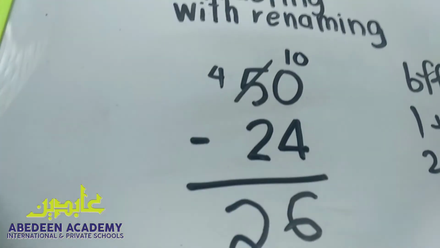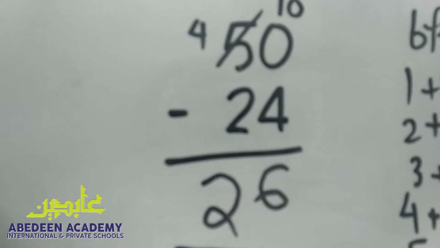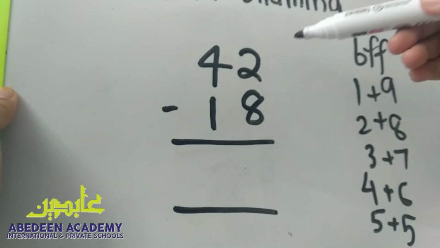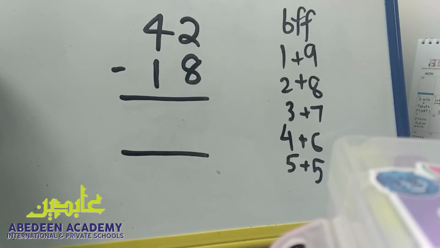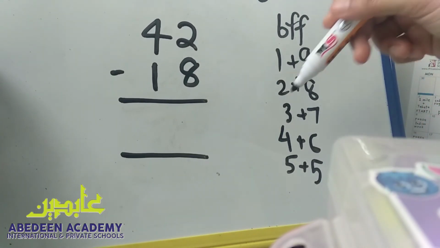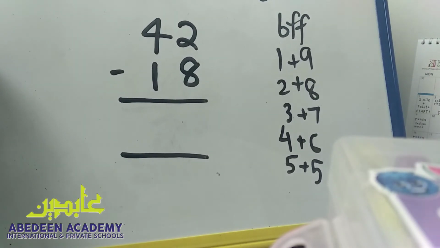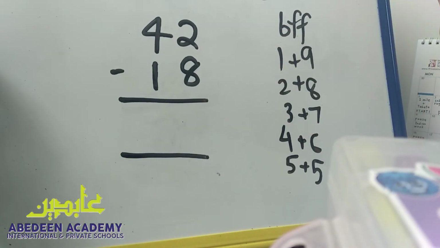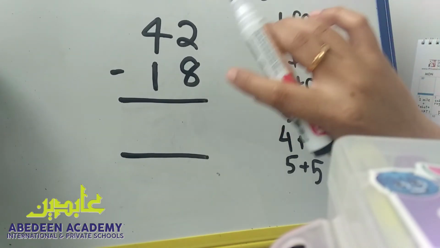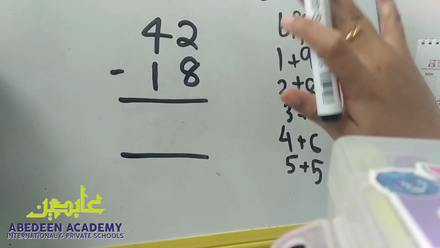I want to show you another trick for how to minus. Now we've learned how to. The easiest way is to remember your BFF. 1, 9, 2, 8, 3, 7, 4, 6, 5, 5. I don't want to repeat the same thing over and over again. Just memorize this. This will make your life better.